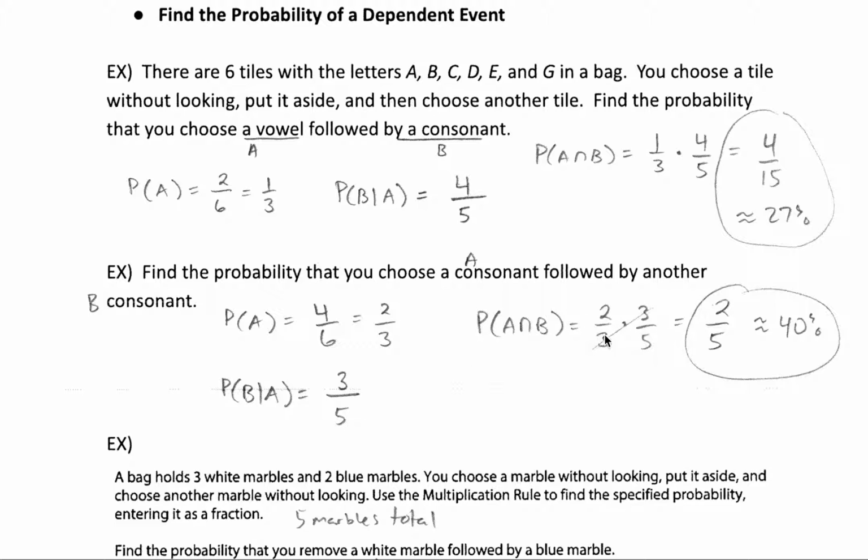Multiply our 2 individual probabilities. In this case, we could do 2 times 3 on top and 3 times 5 on the bottom, but we would reduce that. And so why don't we reduce first? We got multiplying by 3 and dividing by 3. Those operations just cancel each other. So we get 2 on top and 5 on the bottom, or approximately 40% chance. So slightly different odds of choosing 2 consonants in a row rather than a vowel followed by a consonant. Kind of interesting.